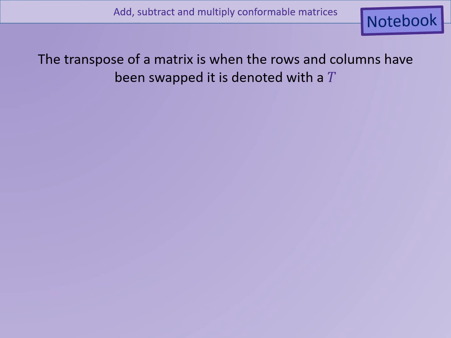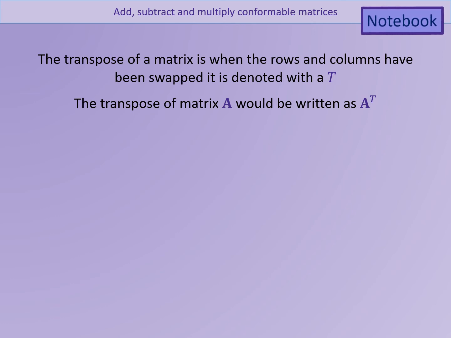Now we're going to take a look at how to transpose a matrix. The transpose of a matrix is when the rows and columns have been swapped, and it's denoted by a T. So if we were to transpose the matrix A, we would write that as A superscript T. Here is A. Here is A transposed. Notice that the first row of A becomes the first column of A transposed, and the second row of A becomes the second column of A transposed.